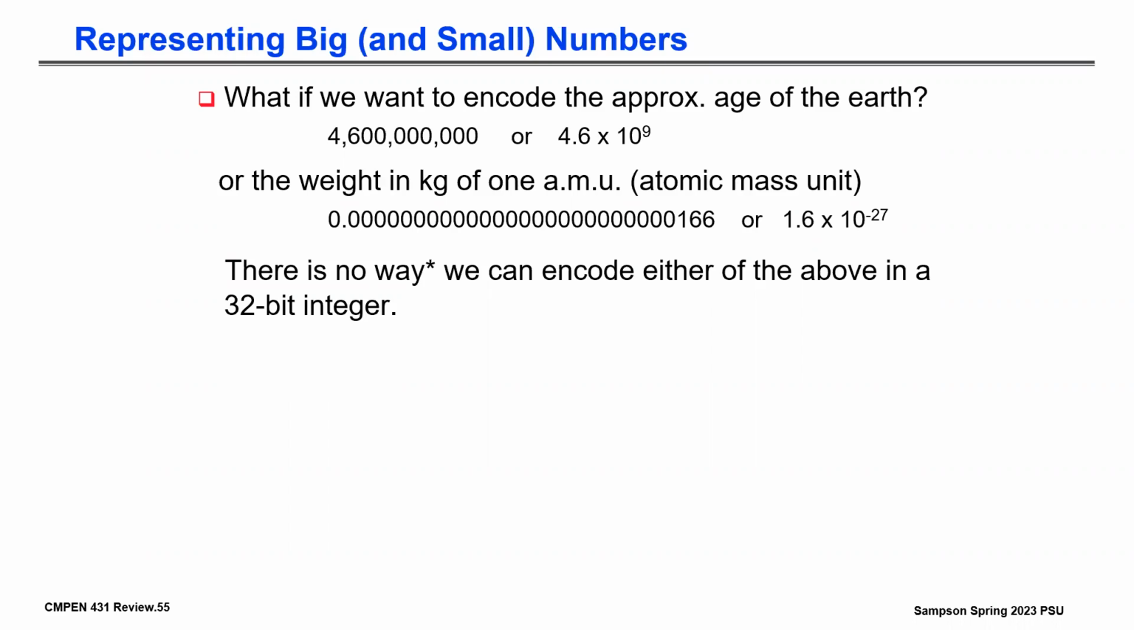But if I want to simultaneously talk about the age of the Earth and one atomic mass unit in the same computation, yeah, you want floating point. You want something that covers a very, very large range of values with one representation and has a bunch of well-defined math rules on how they interact.